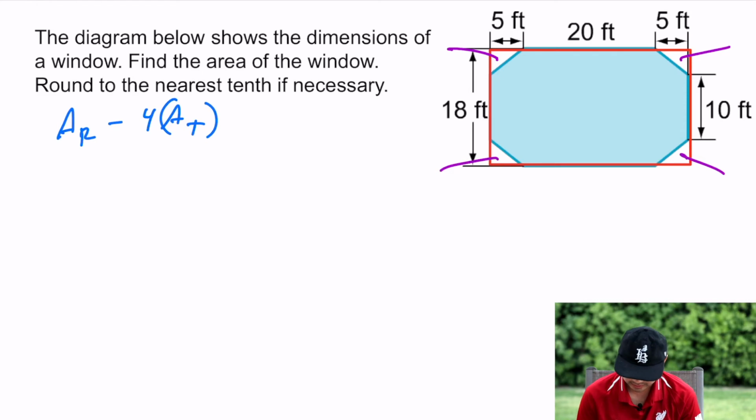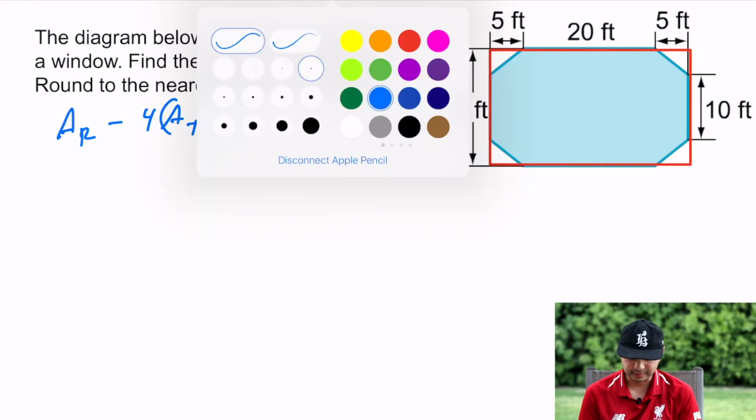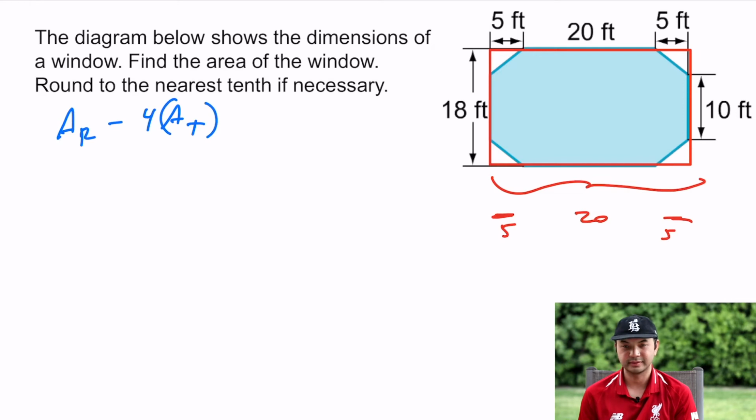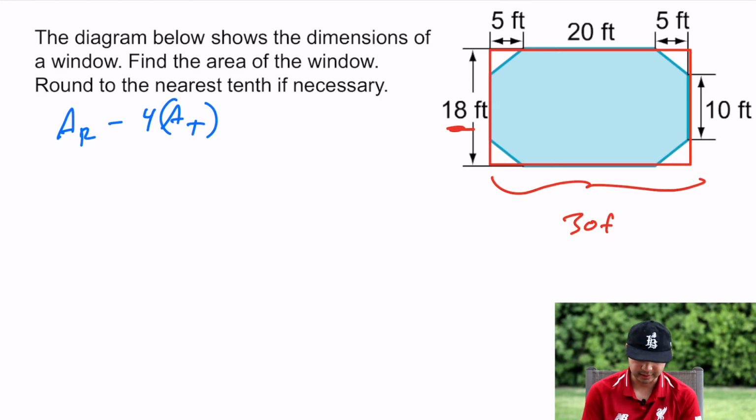Okay, so let's think about this a little bit first before we just dive in. Let's find the dimensions of the rectangle. The dimension of the rectangle here is not 20, because 20 is just from here to here, right? The dimension of this rectangle is gonna be 20, and then from here to here is 5, and from here to here is 5. So that means the rectangle would be 30 feet. And then easy enough for the width, it's just gonna be 18. So let's go ahead and do that.